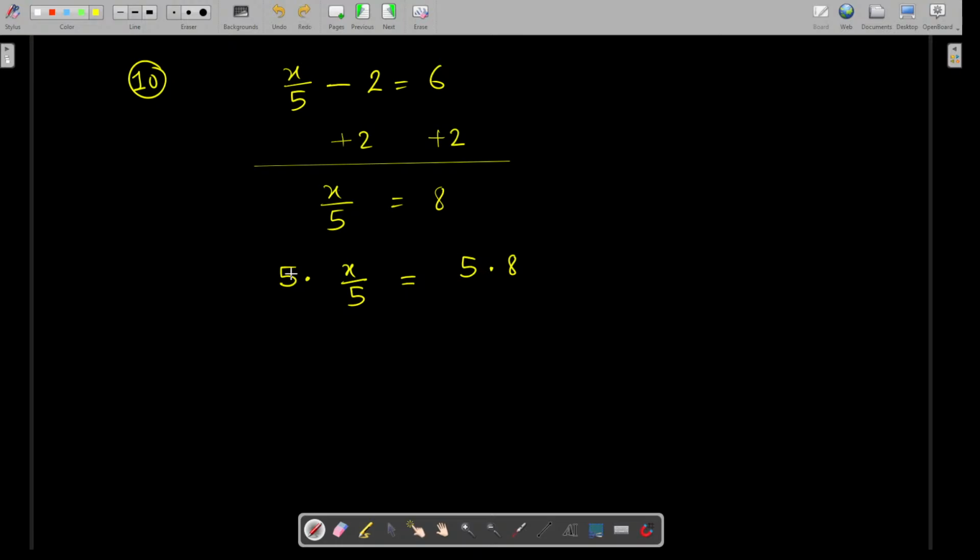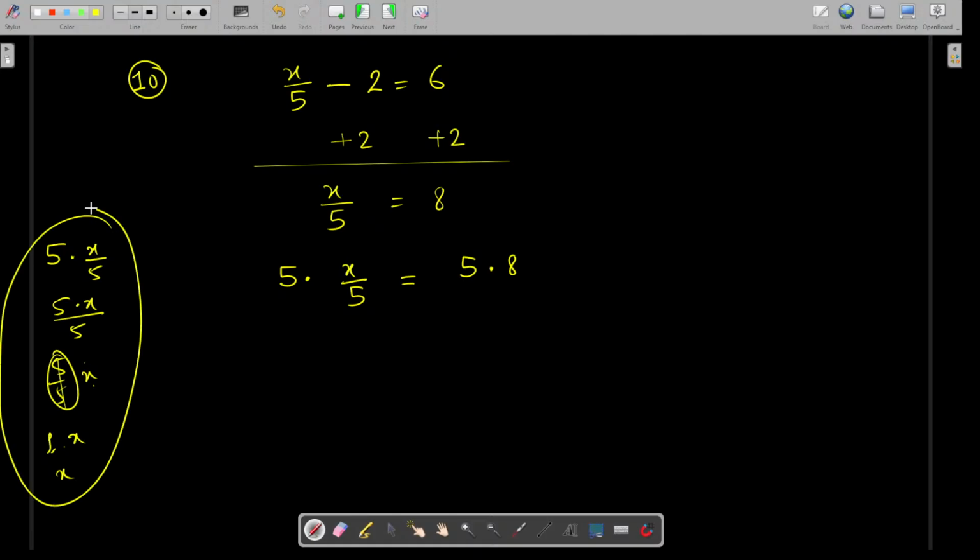So that is 5 times x over 5. We can write it as 5 times x over 5, or 5 over 5 times x. All these are the same; these are all equivalent expressions. So 5 over 5 times x means simply 1 times x, or simply x. 1 times x is simply x. So this is simply x equals, and 5 times 8 is 40. So this is what we have once we solve it.